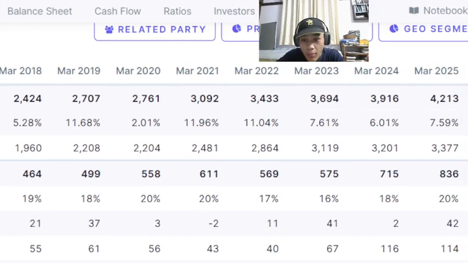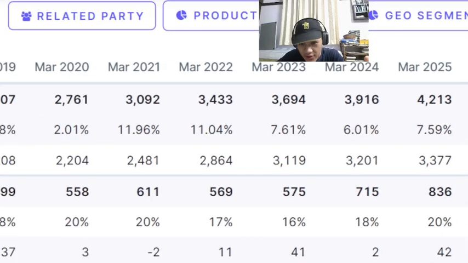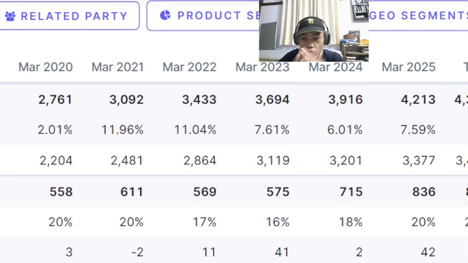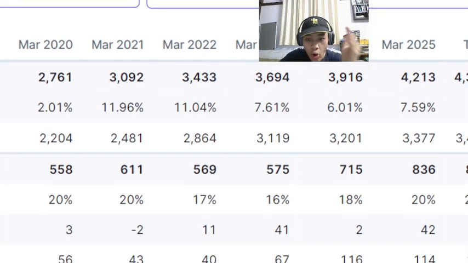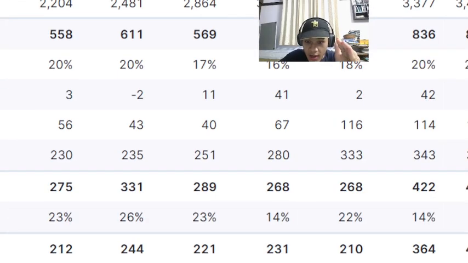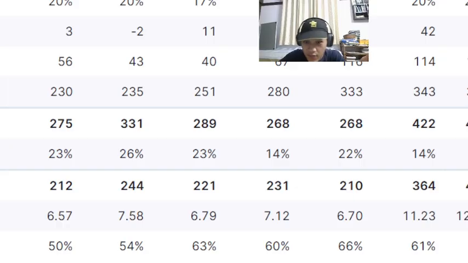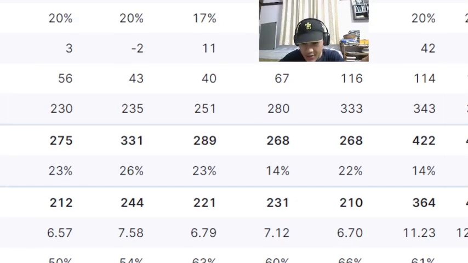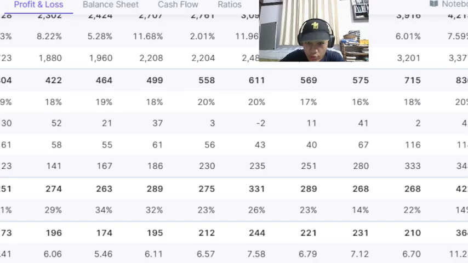We move to March 2025, 4,213 crores total revenue. Operating profit of 836 crores. And at the bottom, we have profit after tax of 364 crores. These were the absolute numbers.